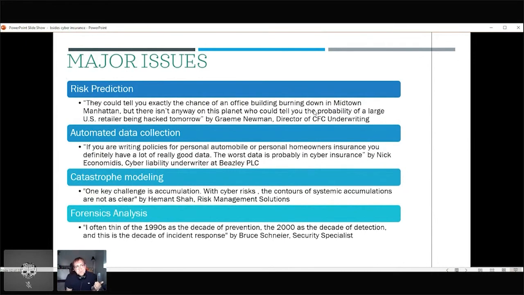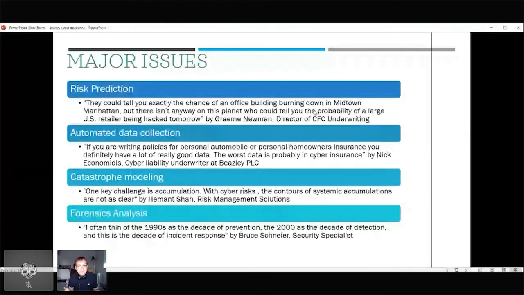There is data collection. If you get policies for personal car or homeowners insurance, you definitely have a lot of good data. But in cyber insurance, there is pretty much nothing that's disclosed publicly. You have catastrophic modeling. Basically, what is going to happen? Is there going to be a next Petya or WannaCry, how big is it going to be, and how many companies or sectors is it going to affect?